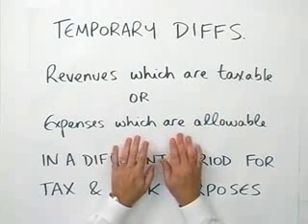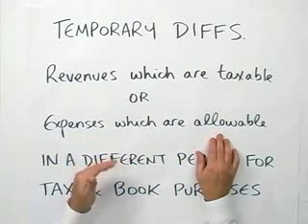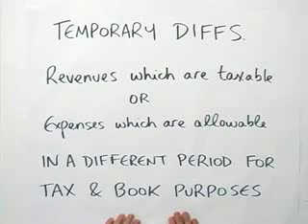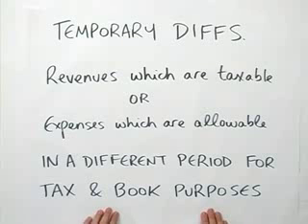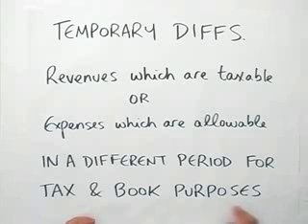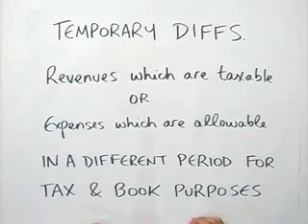So, to summarize, temporary differences, revenues which are taxable, expenses which are allowable, do occur in both the tax and books, however, in a different period for tax and book purposes. Either can come first. It doesn't matter if the revenues are taxable first and on the books later, or the other way around. Same thing with the expenses. As long as they're in a different period, they are considered temporary or timing differences. The key to understanding temporary differences is understanding that they do reverse eventually. Some are short-term, some are long-term, but they do reverse.